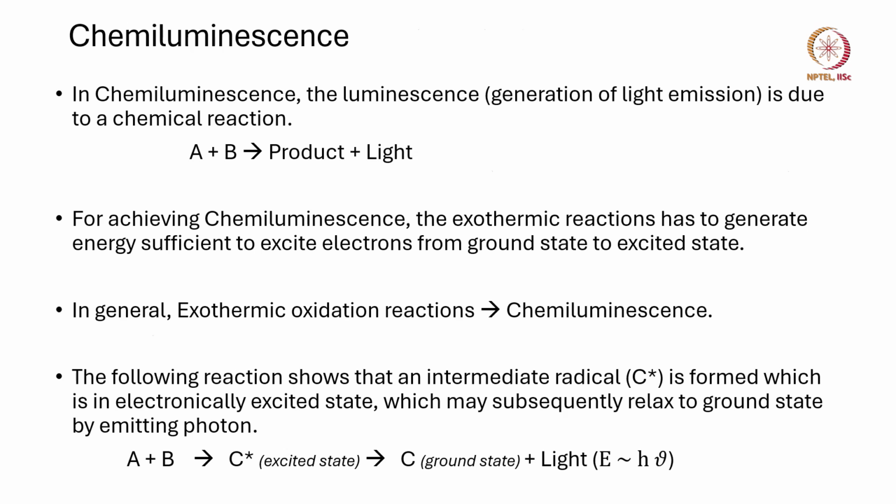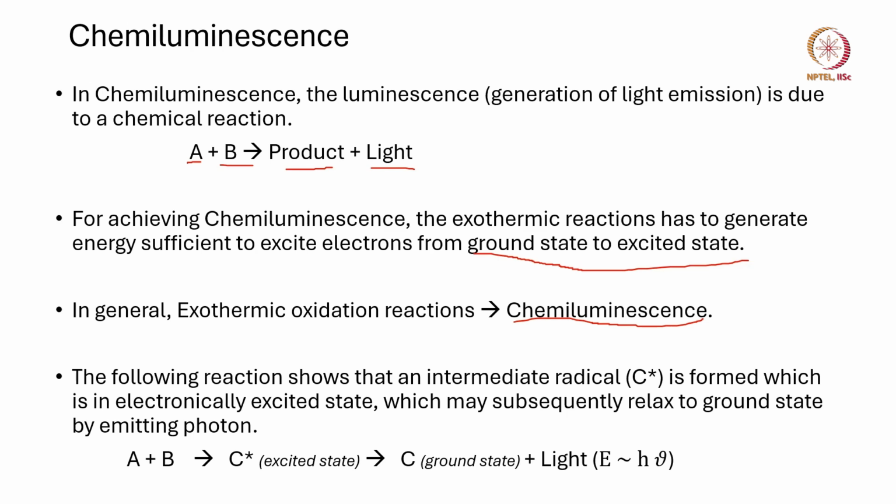Next, let's see specifically how chemiluminescence occurs in terms of chemical reaction. In chemiluminescence, the generation of light is due to chemical reaction as explained before. Here, as we can see, reactants A and B combine, they form products and they produce light. For achieving chemiluminescence, the exothermic reaction has to generate sufficient energy to excite electrons from ground state to excited state. This is important criteria. So, in general, exothermic oxidation reactions are capable of chemiluminescence.